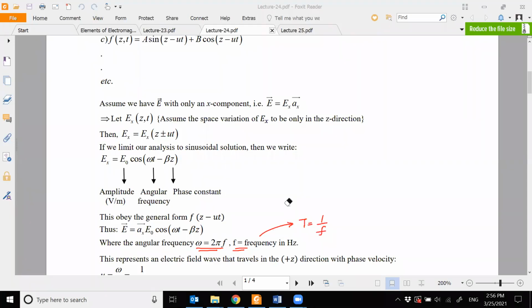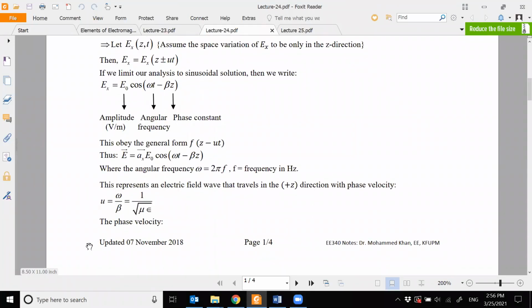Now, as I told you in the last class, regarding the positive sign and the negative sign: the negative sign here corresponds to moving in the positive z direction, right? And the positive sign here corresponds to moving in the negative z direction. This we discussed in the last class, so same thing here.